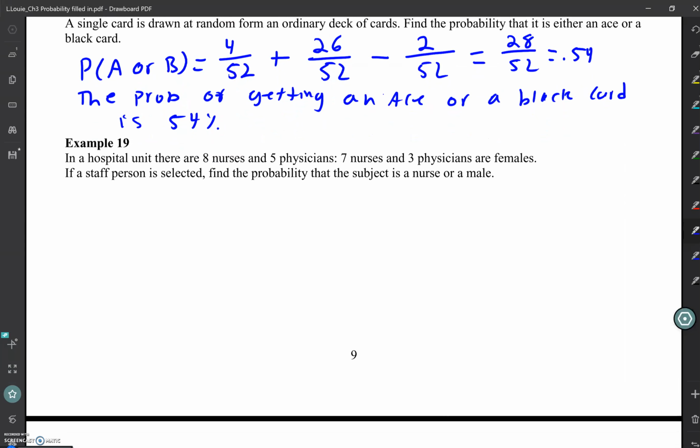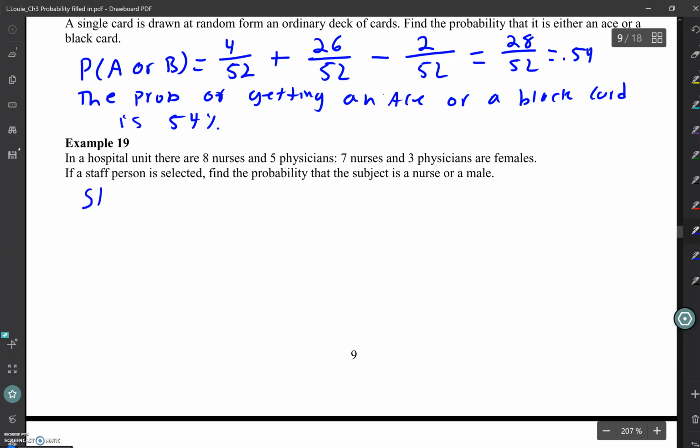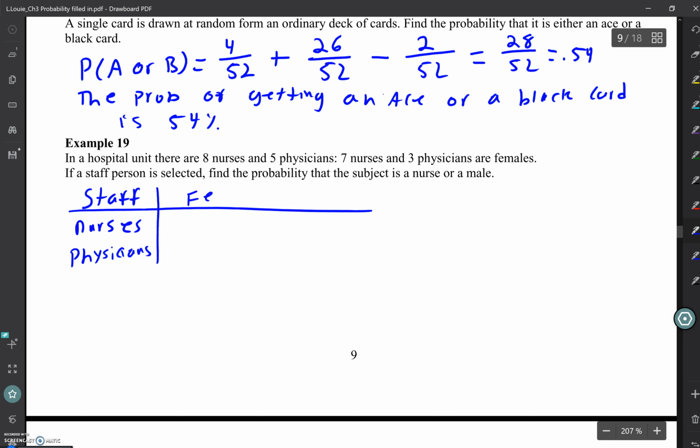All right, let's take a look at our hospital data. So in a hospital unit, there are 8 nurses and 5 physicians. 7 nurses and 3 physicians are females. If a person is selected, find the probability that the subject is a nurse or a male. So we've got a lot of information going on, and I want to collect it if I can. So I'm going to make a little table to help myself. We've got our staff, and our staff is either a nurse or they're a physician. And then they're either males or females.